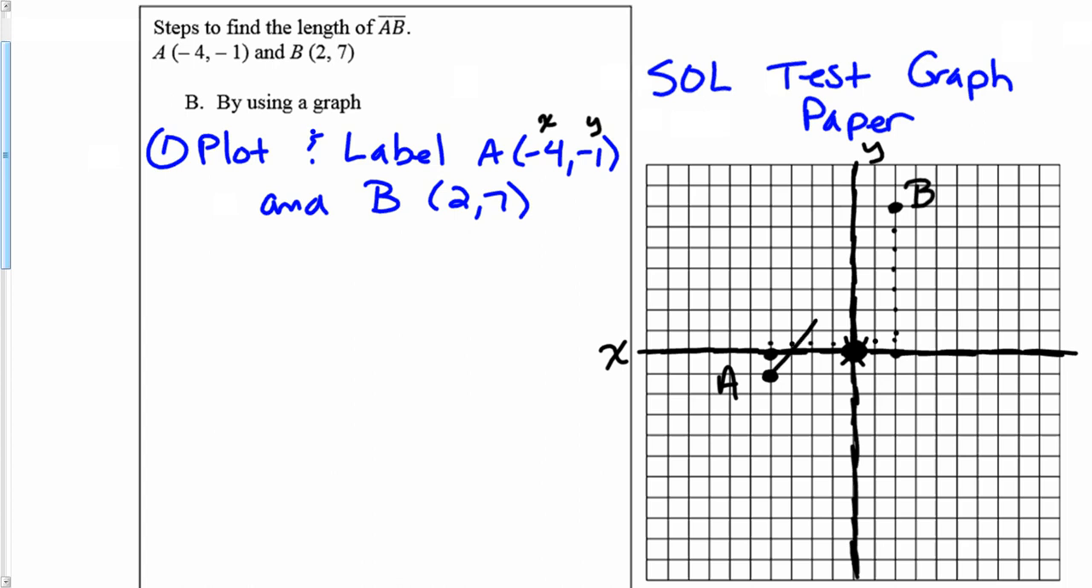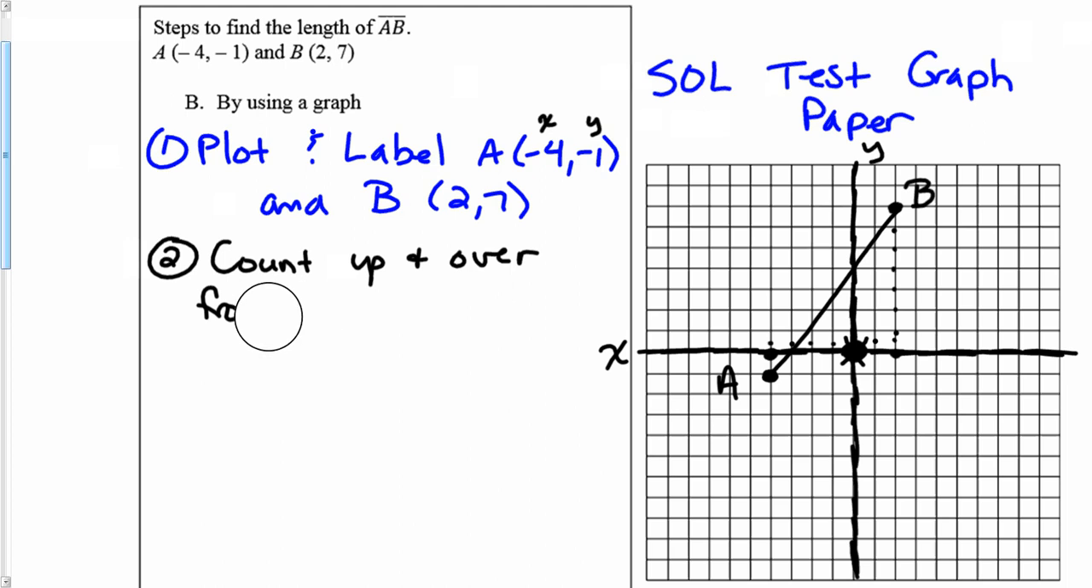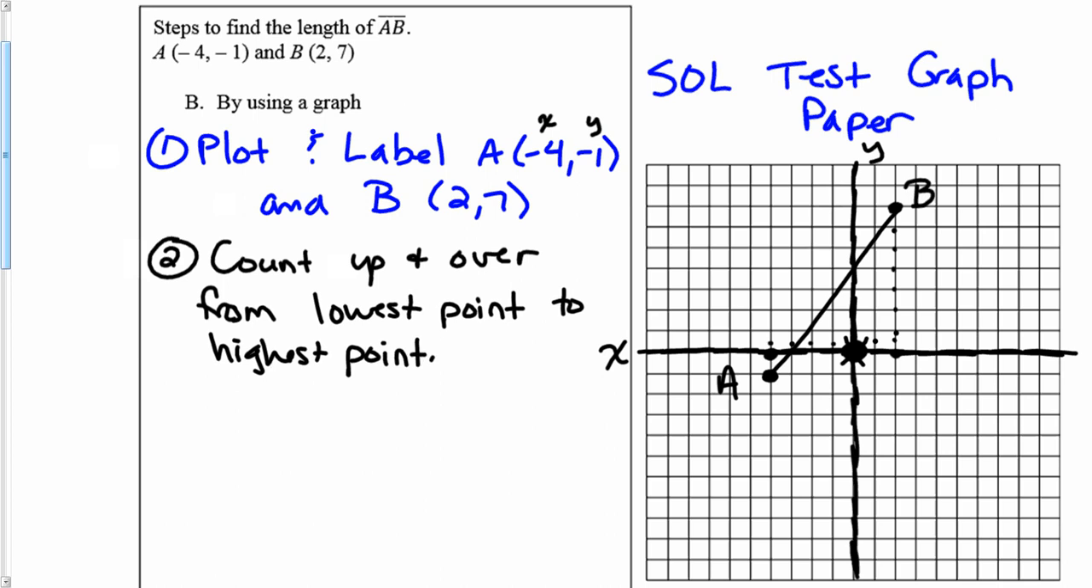I'm going to go ahead and draw it in because I like to actually see my segment. And then what I'm going to do is create my triangle. So step 2, I'm going to count up and over from the lowest point to the highest point. So my lowest point is point A. And again, I'm going to count up, so I'm just going to draw myself a line all the way up. And I want to go even with B, so I start at B and I go over till I've crossed and I've created my right triangle.